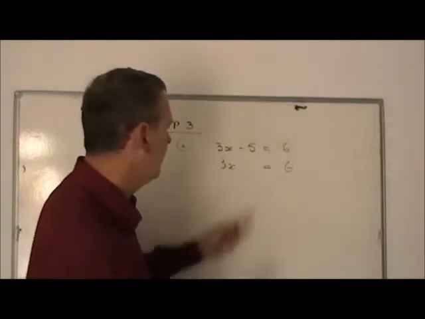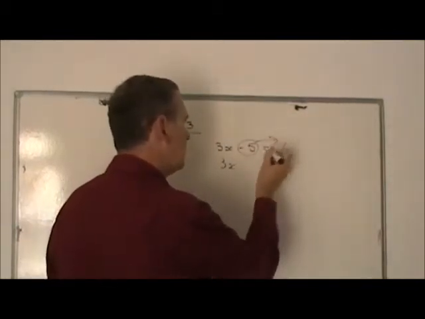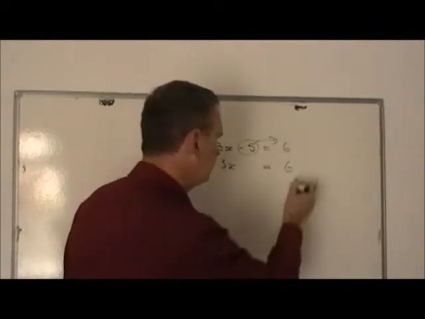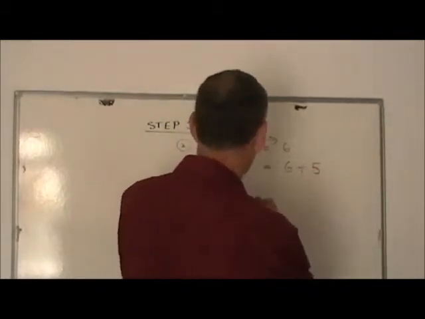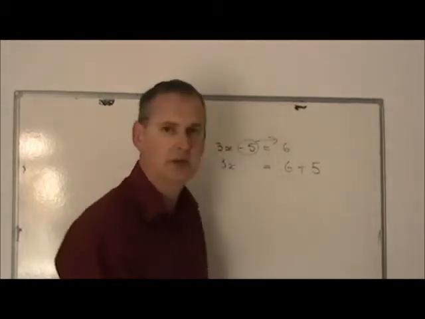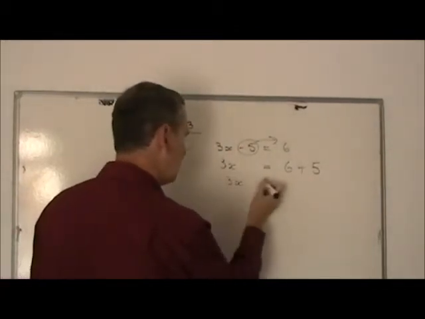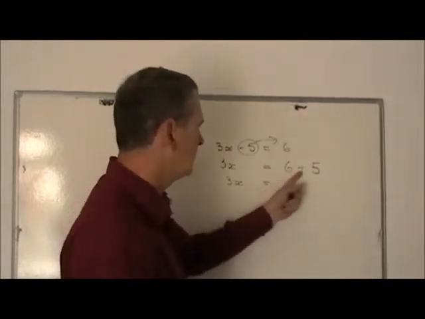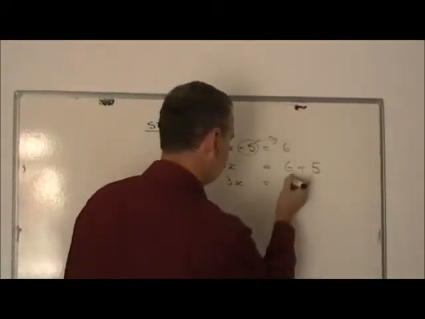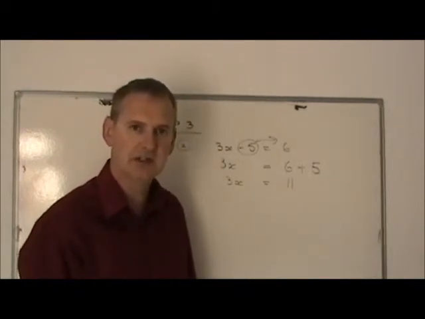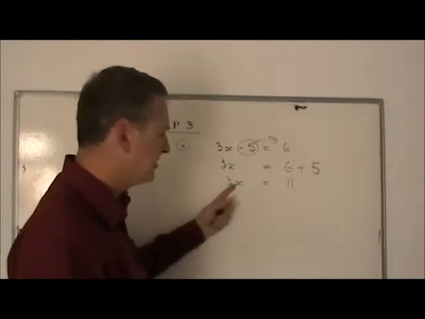Doesn't change. The minus 5, if I take a minus 5 and take it to the other side, from step 1 the minus 5 becomes a plus 5. So if that's a true statement, that must be a true statement. That's step 1. So 3x, leave it alone, equals 6 plus 5 on the right hand side equals 11. So we've simplified the right hand side.